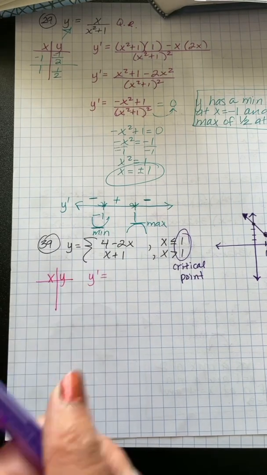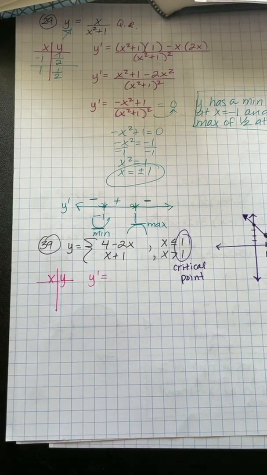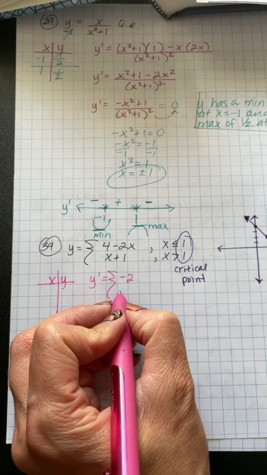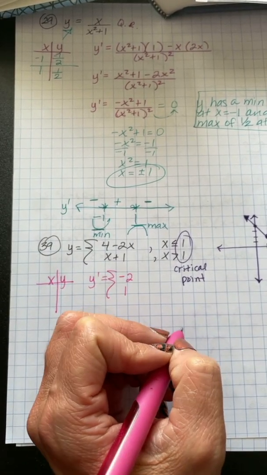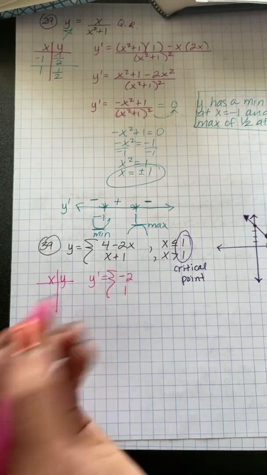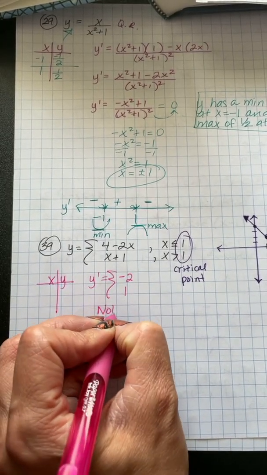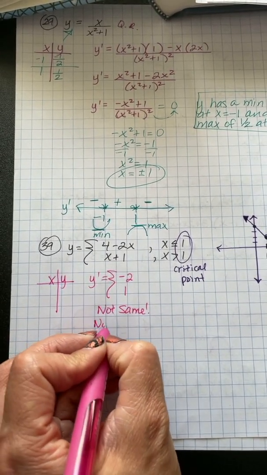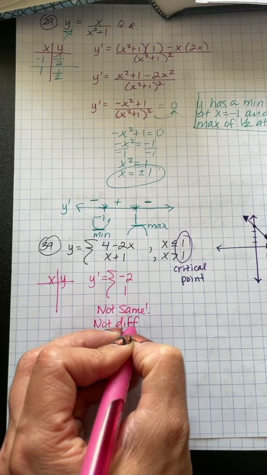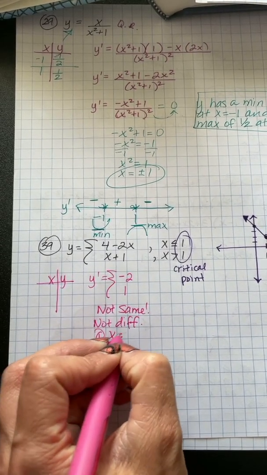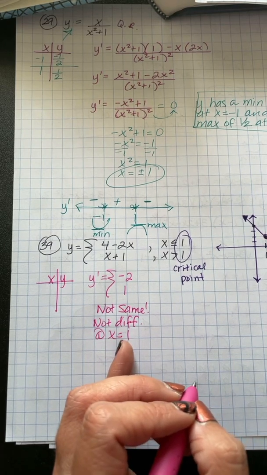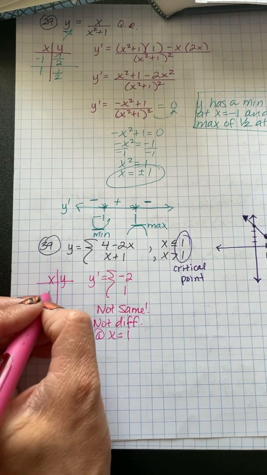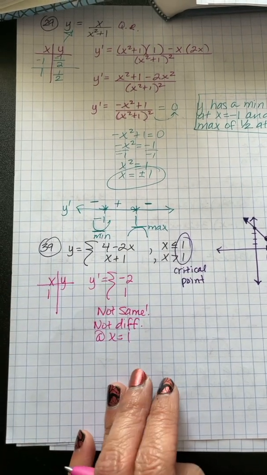Also, if we were to take the derivative, which is what we're going to do next, the derivative of 4 minus 2x would be -2. The derivative of x plus 1 will be 1. And obviously, if we were to set these equal, they're not the same thing. So even by doing that, since the derivatives don't equal each other, it's not differentiable at x equals 1. We see that algebraically, and we also saw it on the graph. Okay. So there's only one critical value, and that is at x equals 1.